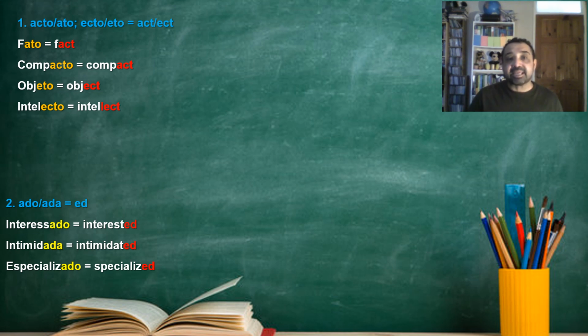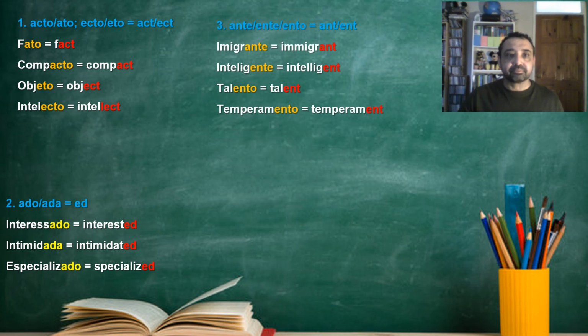Number two, words ending in "ed": we add "ado" or "ada", depending on the circumstances. So we say interested, interessado, intimidated, intimidada, specialized, especializado. Number three, "ant". If the word in English ends in "ant" or "ent", we might have to add "ante", "ente", or "ento" to the word in Portuguese, like immigrant, imigrante, intelligent, inteligente, talent, talento, temperament, temperamento.